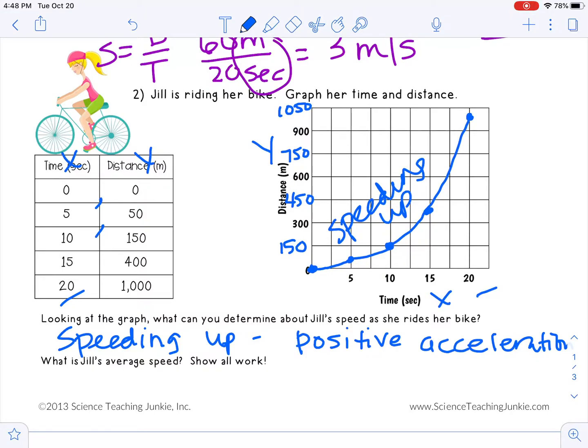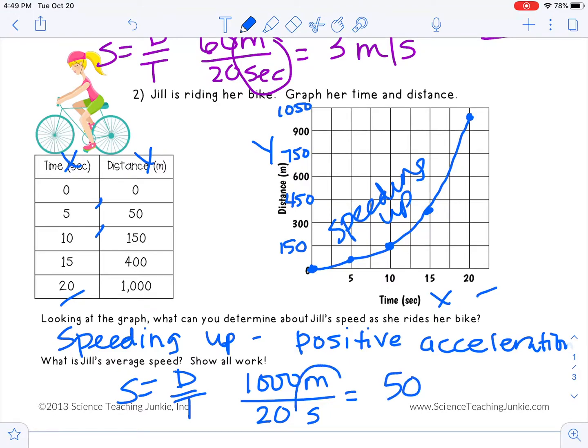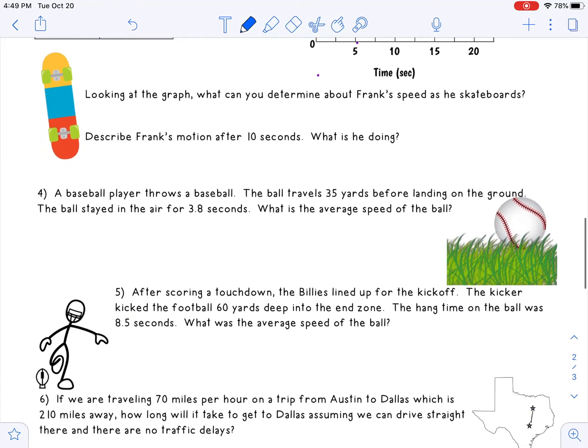Okay, what is her average speed? All right, so we know that speed is distance divided by time. What was her final distance? Was 1,000. 1,000 what? 1,000 meters. What was her final time? 20. 20 what? 20 seconds. So I divide that out. 1,000 divided by 20 is 50. 50 what? Meters per second. Okay, so I'm going to jump over that one.